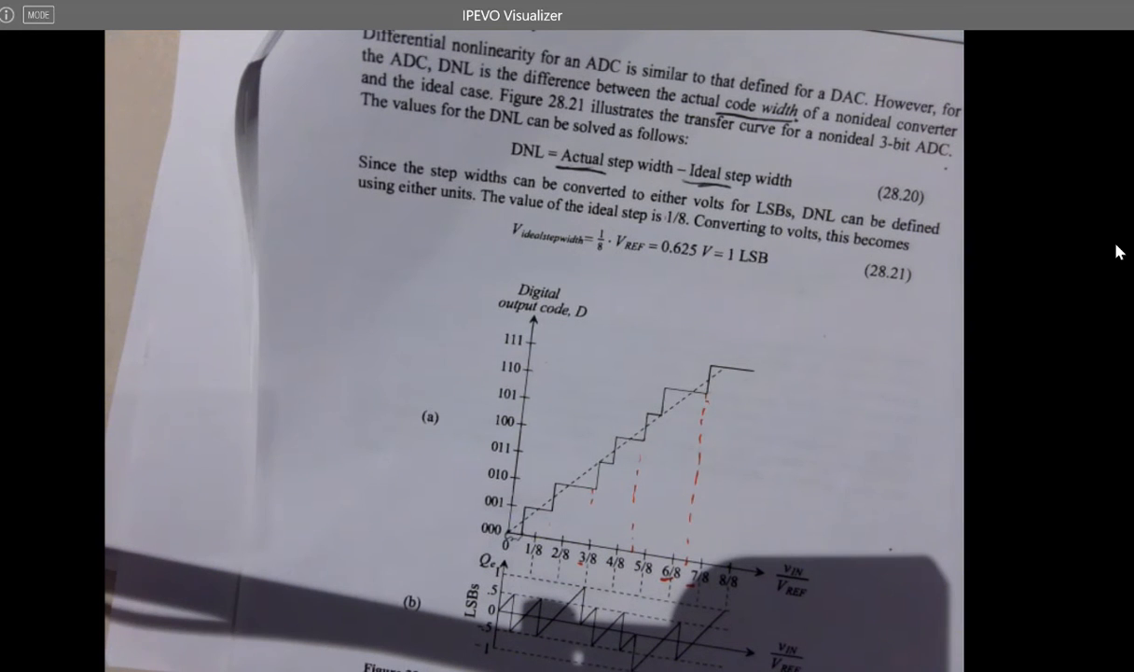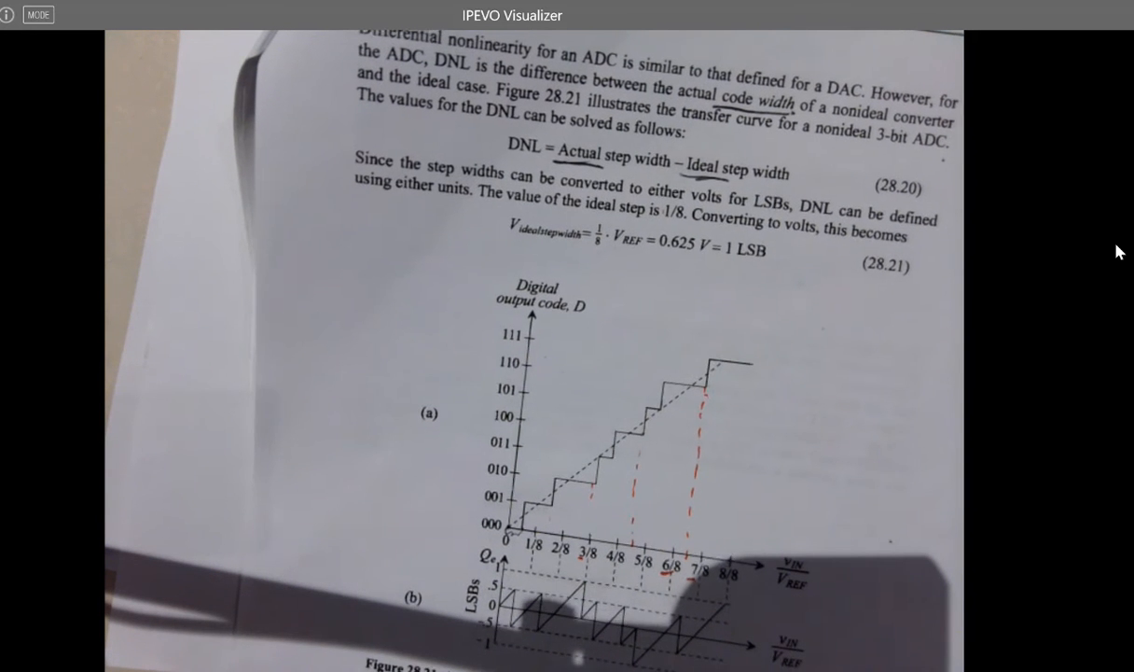Okay, so we have 4 different types of calculations. Now we are done with 3 of them. Last one, INLs for ADC.